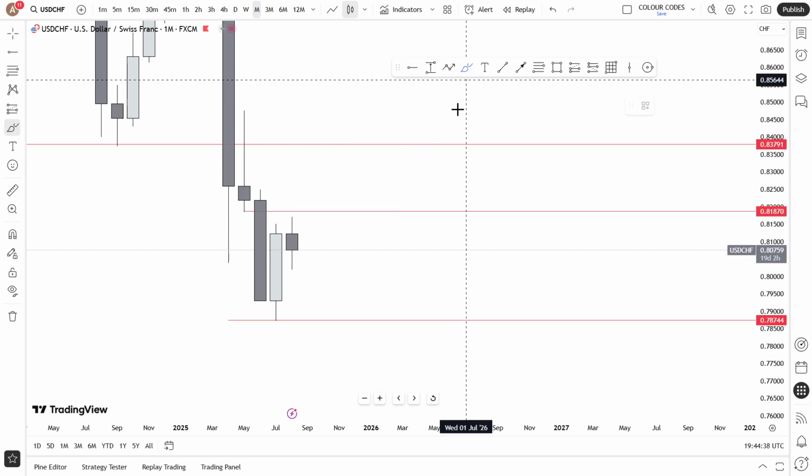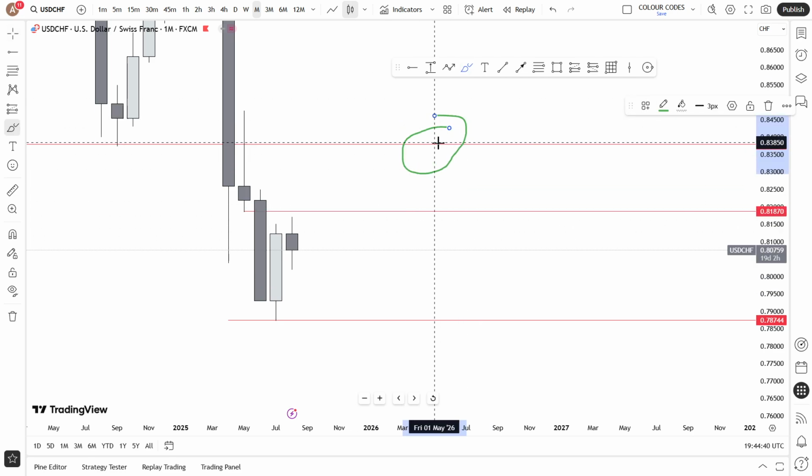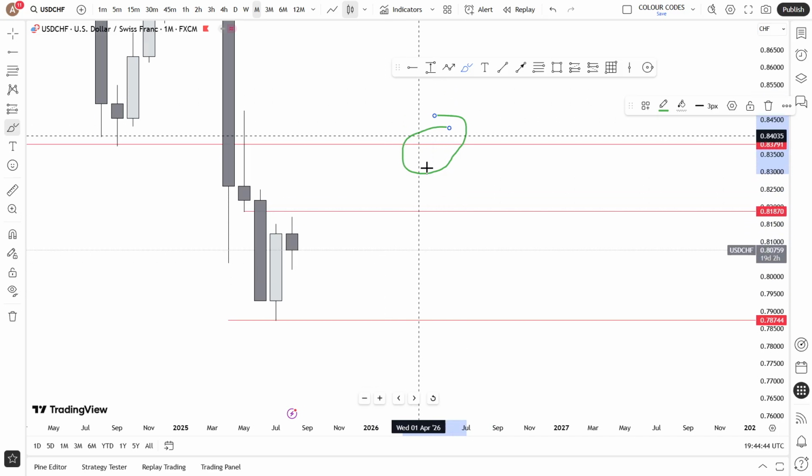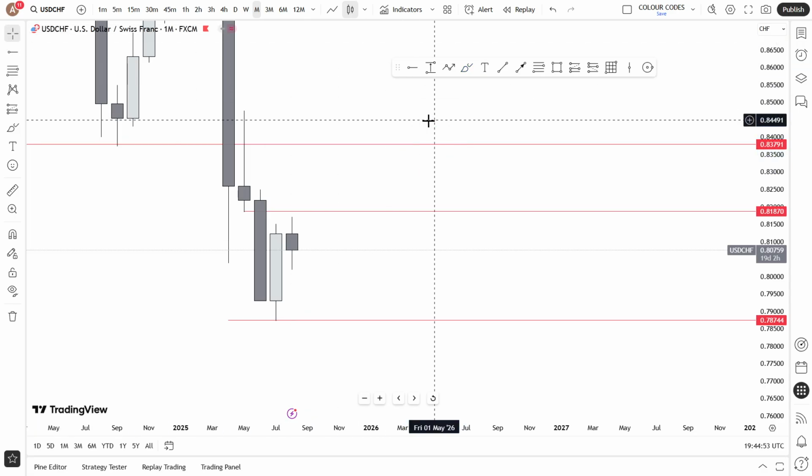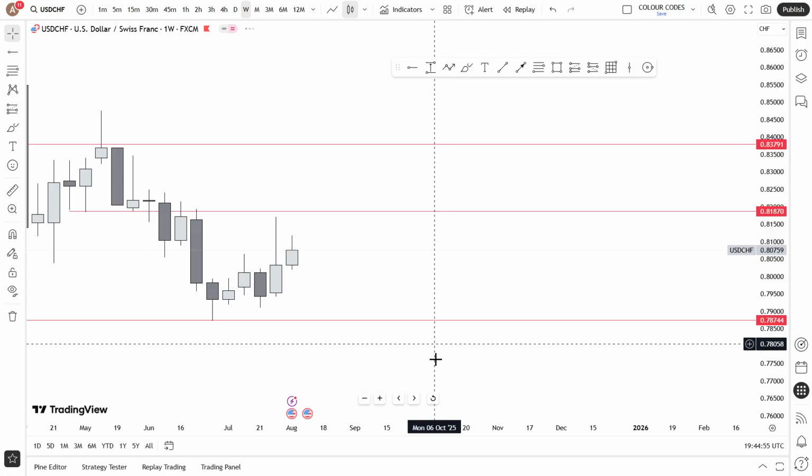This is the 6 months fair value gap. That is the golden TP for us. A very safe TP, because the 6 months has been very respectful. Let's go to the weekly time frame.